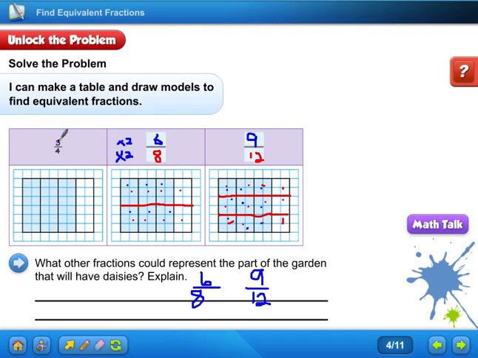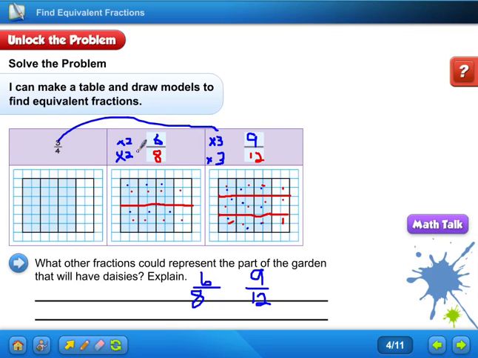And then here, we would multiply by 3. 3 times 3 was 9. 4 times 3 is 12. And that's how we got those two equivalent fractions. So I could multiply by any number. I could get bigger numbers than that. But that is exactly how you would do that. Let's try the next one.